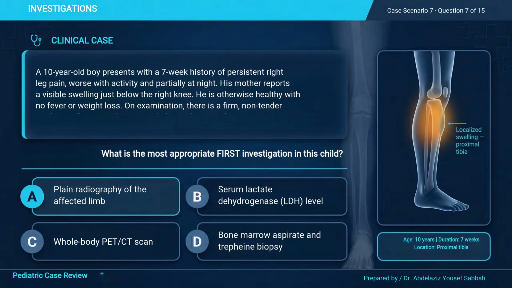What is the most appropriate first investigation in this child? Option A. Plain radiography of the affected limb. Option B. Serum lactate dehydrogenase level. Option C. Whole body positron emission tomography and computed tomography scan. Option D. Bone marrow aspirate and trephine biopsy.